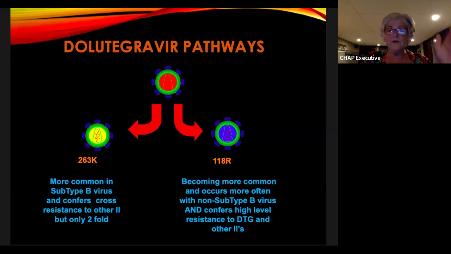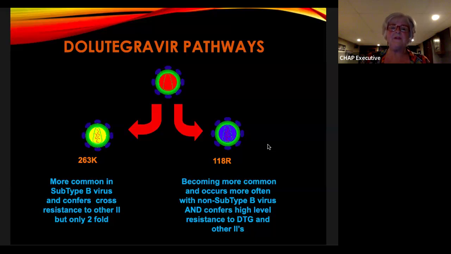Okay. If they're naive to integrase inhibitors and they go on a second generation and they develop a 263K mutation, it's not that big of a deal. It only confers twofold resistance. You can often double dose a dolutegravir regimen and get around that resistance. If, however, it's non-subtype B or they've had experience with first generation and have broken through on first generation integrase inhibitors, key that they've broken through and have resistance, they tend to be going down this other pathway, which is going to confer higher level resistance to dolutegravir and other second generation integrase inhibitors. So this is going to be something really important to watch.